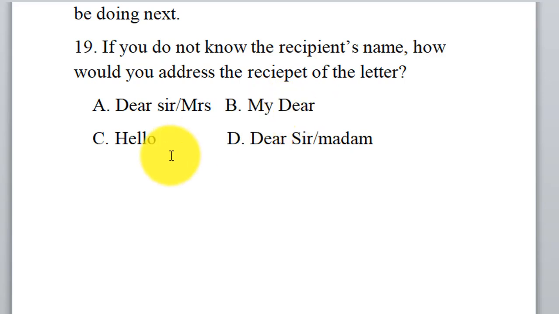My dear is an informal letter; this is an informal introduction. Dear sir or madam, dear sir or dear madam. Look here, if you do not know the recipient's name, how would you address the recipient of the letter: dear sir or madam. As I said before, if we do not know them, dear sir for a man, dear madam for a woman. If we know them, dear Doctor Alemneh, dear Doctor Wzr. Tsige. You can write in this way. This is different from an informal letter.